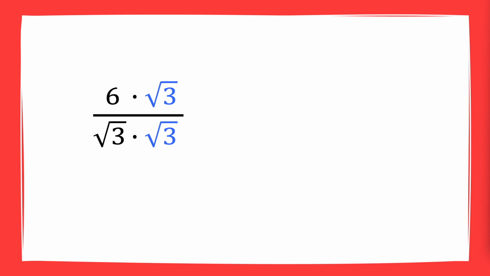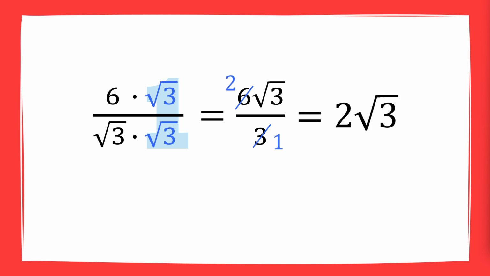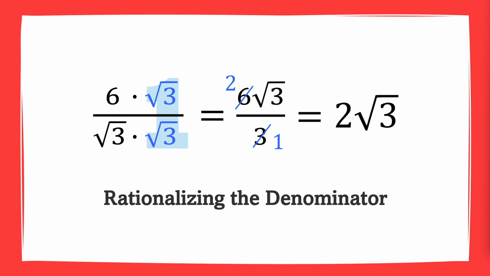By multiplying both the numerator and denominator by the same number, you're essentially multiplying by 1, which doesn't change the value of the fraction. This process makes the denominator 3, and the numerator becomes 6 root 3. Dividing both the numerator and the denominator by 3 simplifies the fraction to 2 root 3. This process is called rationalizing the denominator because it converts the denominator from an irrational number to a rational number.